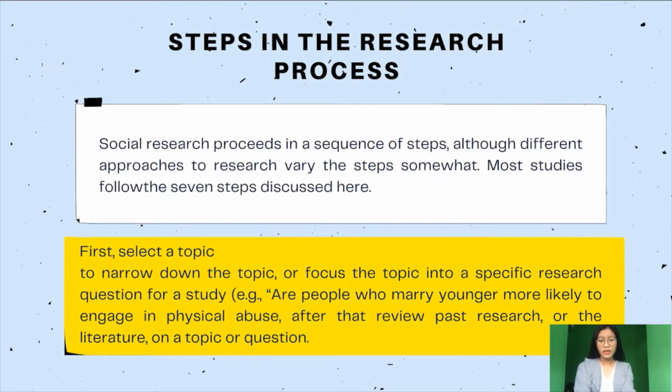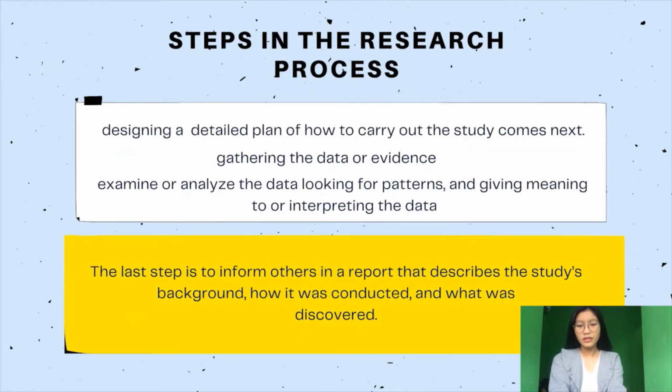After specifying a research question and reviewing the literature, designing a detailed plan of how to carry out the study comes next. It's only after completing the design stage that you gather the data or evidence. Once data have been collected, the next step is to examine or analyze the data, looking for patterns and giving meaning to, or interpreting, the data. The last step is to inform others in a report that describes the study background.